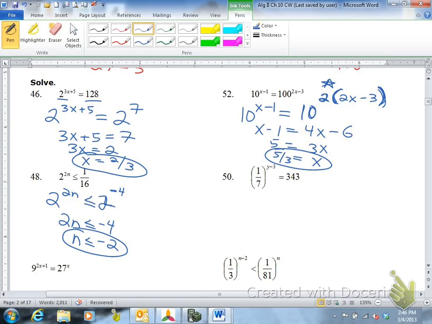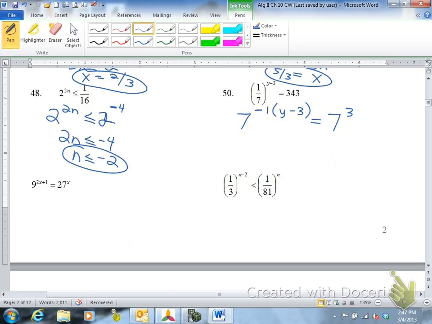On the next one, between 1/7 and 343, you have to change both sides. So why don't you take a minute, pause the video, and think about how you can change 1/7 and 343 to have the same base. So we have 1/7 is 7 to the negative 1, and 343 is 7 to the third. Then you have negative y plus 3 equals 3, negative y equals 0, so y equals 0 is the answer.